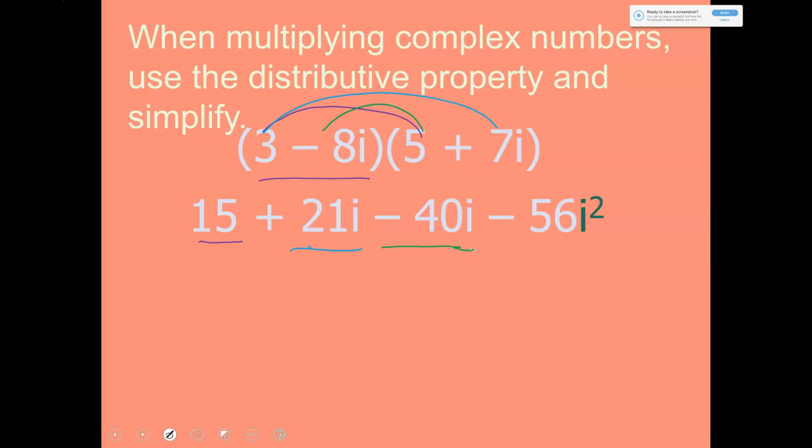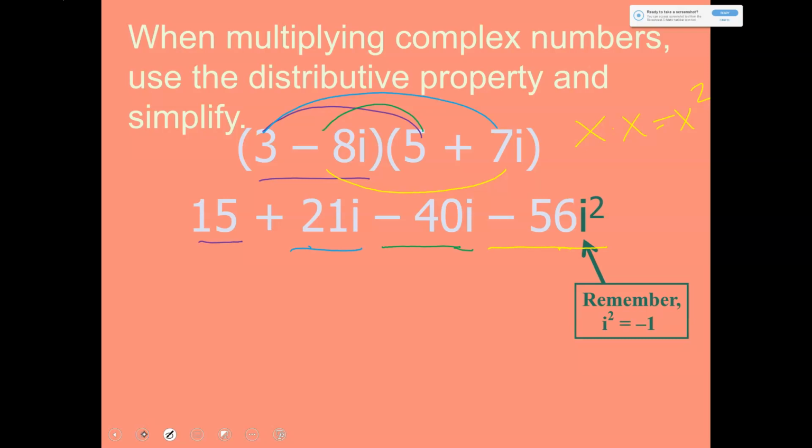Now this one is where you got the two imaginary numbers coming together, okay? So here we're going to say negative 8i times positive 7i. Well, negative 8 times 7 gives you the negative 56, and then we're x times x equals x squared. Same thing here. i times i gives us that i squared. Now, i squared is actually a number, okay? You need to remember this.